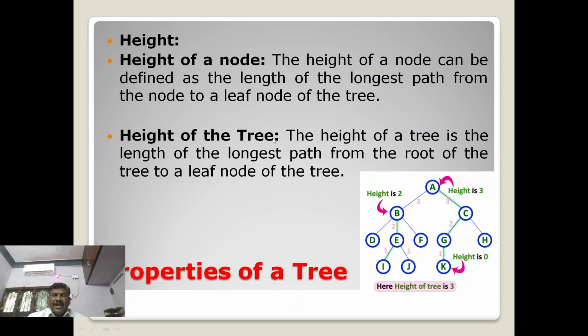So what is the height of a tree? The maximum height is said to be the height of the tree. Here the maximum height is 3. You have to keep this in mind: to find the depth, you start from the root node; to find the height, you start from the leaf node.